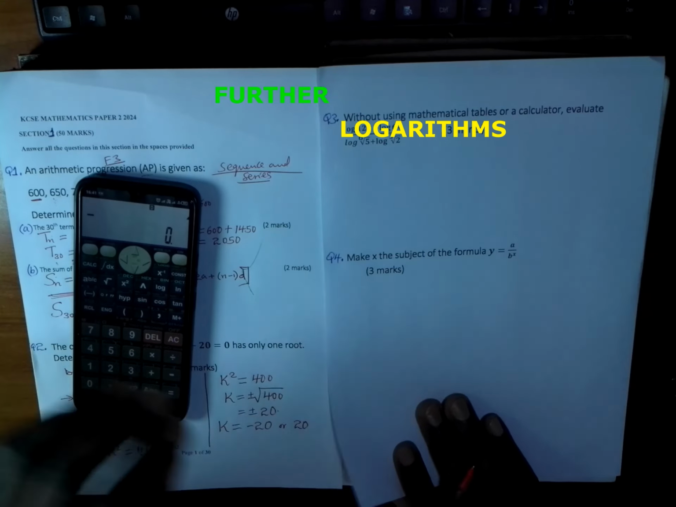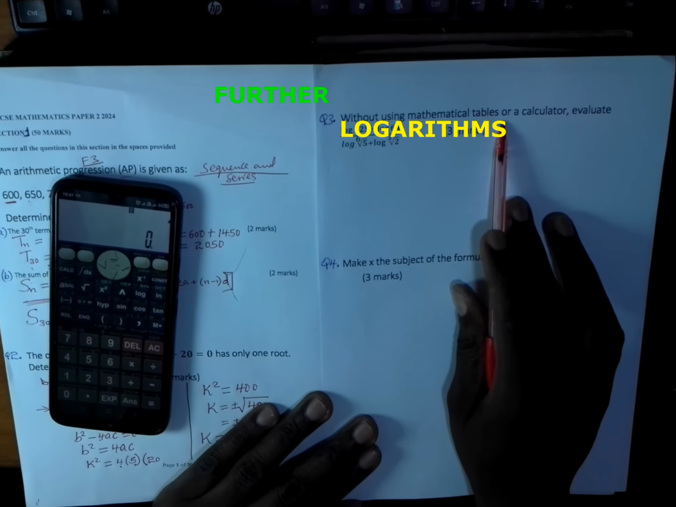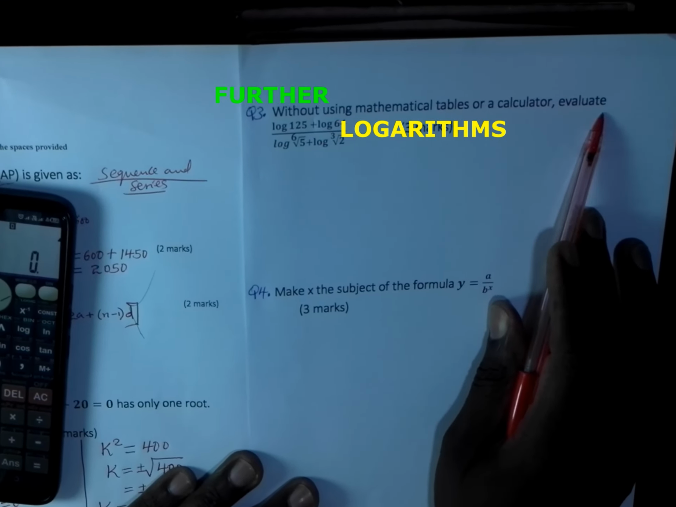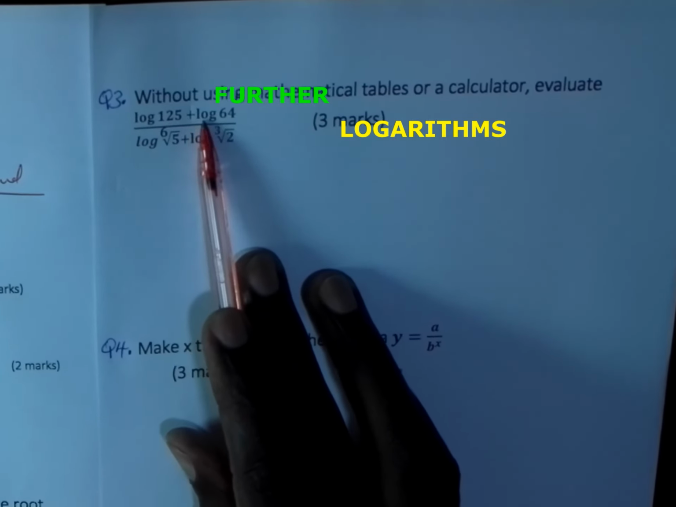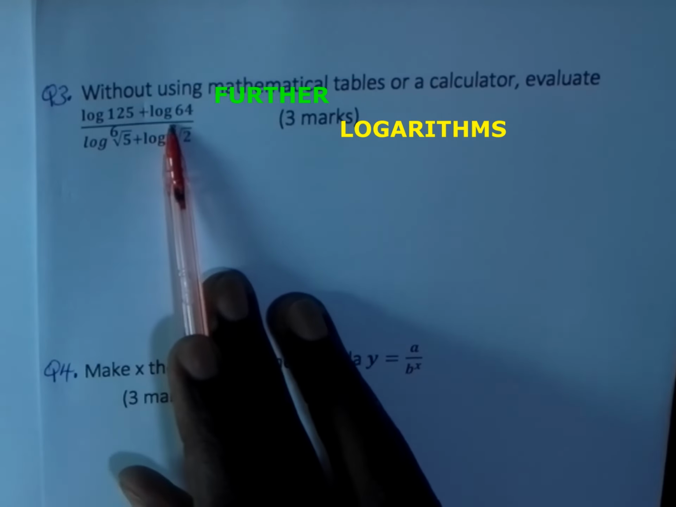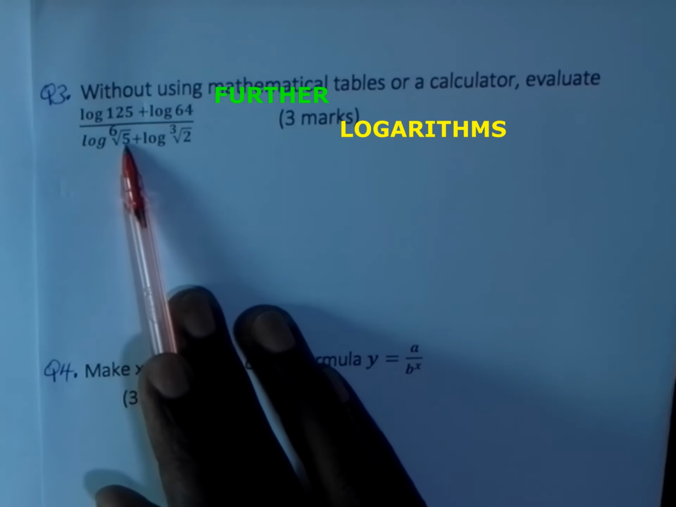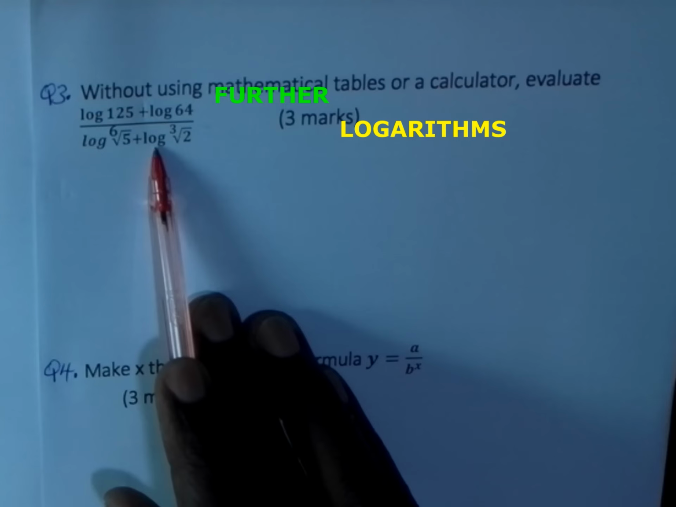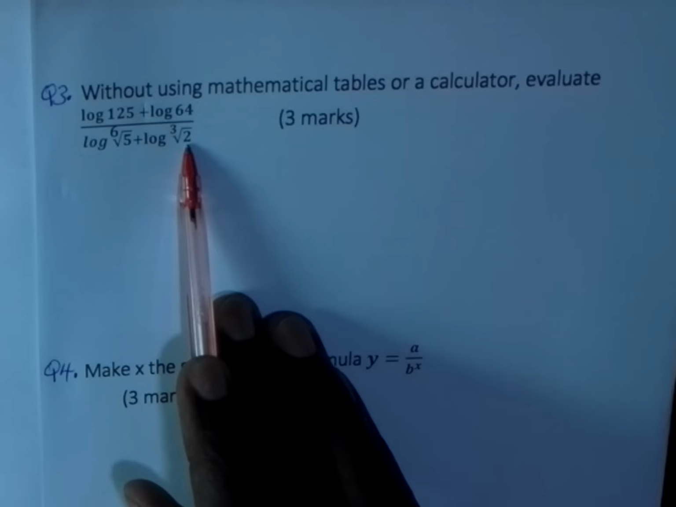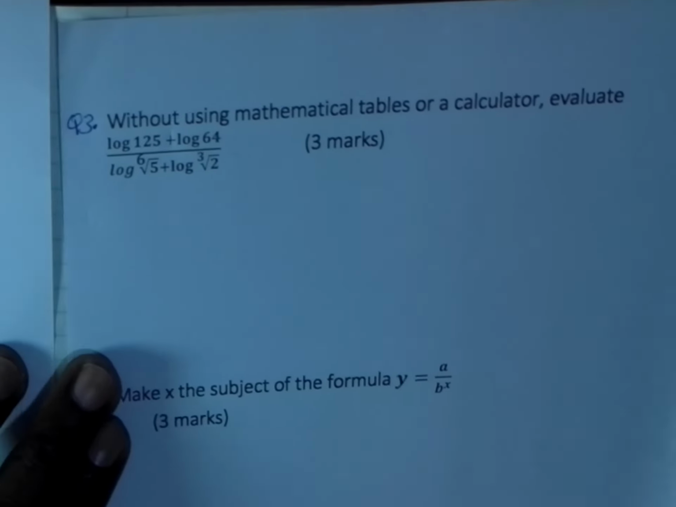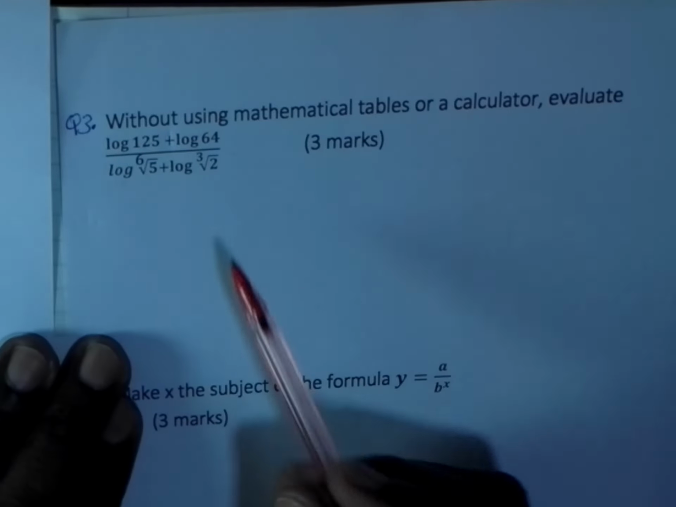So our question number 3 is, without using mathematical tables or a calculator, evaluate: logarithm of 125 plus logarithm of 64 all over logarithm of 6th root of 5 plus the logarithm of cube root of 2. First, we need to write 125, 64 and the others in terms of prime factor form.